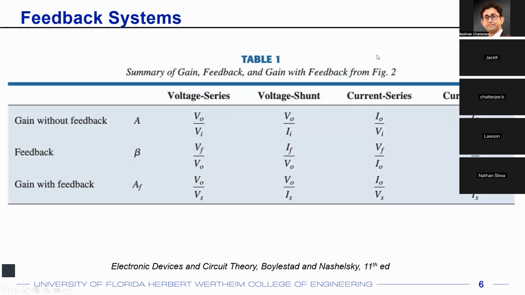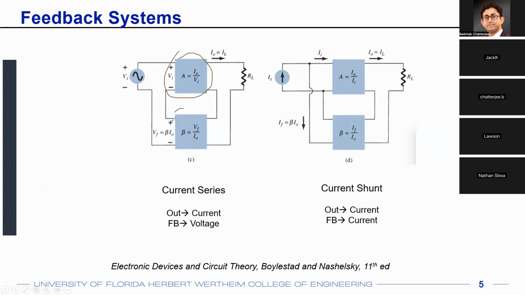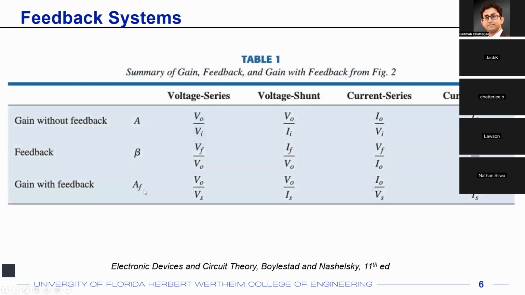Okay. Now this table shows what is the gain, what is the feedback quantity, and what is the gain with the feedback quantity. So gain without the feedback, that's basically the feed forward path. Whatever gain you have in the feed forward path, that is your A. Whatever gain you have in the feedback path, that is your beta. And the nomenclature is the same for all 4 different types of feedback. The feed forward path, the gain will be called A. The feedback path, the gain will be called beta. The overall gain of the system, which is the gain with the feedback, is going to be called A subscript F. So the gain with the feedback.